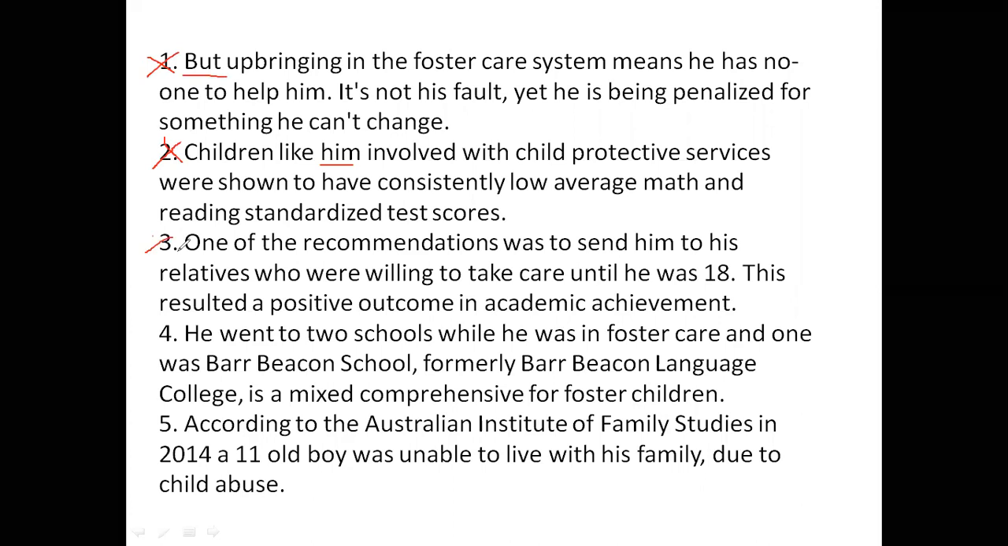One of the recommendations, no, doesn't make any sense. We're not just going to start giving recommendations in the first line. "He went to", he on the first word, so we cannot use that. Our fifth sentence says, according to the Australian Institute of Family Studies, in 2014, an 11-year-old boy was unable to live with his family due to child abuse. So here, a topic has been introduced. It's that 11-year-old boy in 2014, he was unable to live with his family because he was being abused. So this is our first sentence.